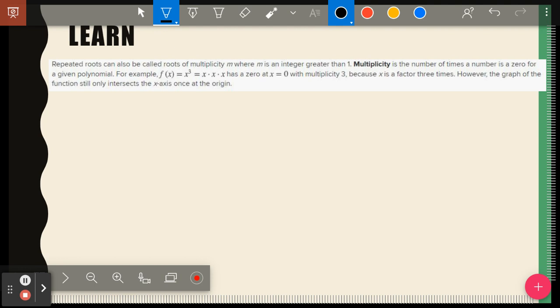Multiplicity. Multiplicity just means the number can show up more than once. We saw that with the first one, where it's x squared equals 0. Remember, when you're looking at a graph, it doesn't matter what the graph looks like, look at where it crosses the axis. If it crosses straight through the line, that means it happens once. A multiplicity of 1.